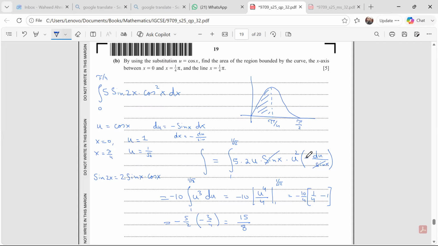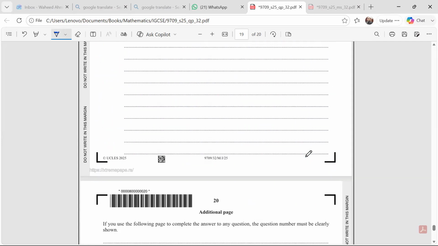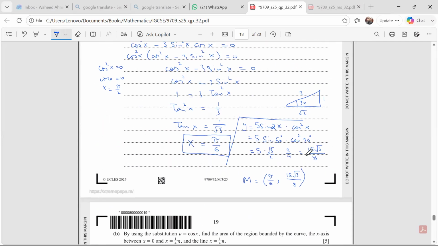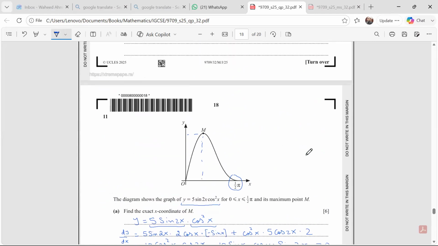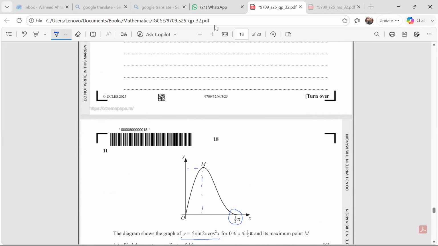I hope you understand every part of these two questions and the logic behind every step.